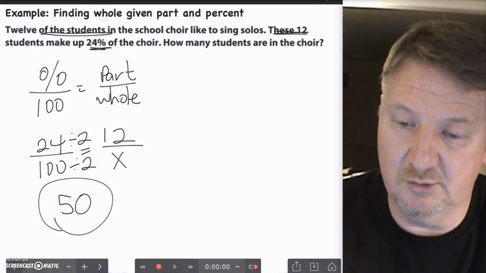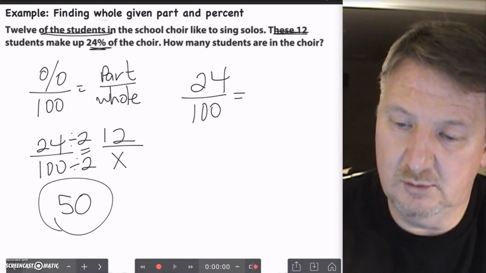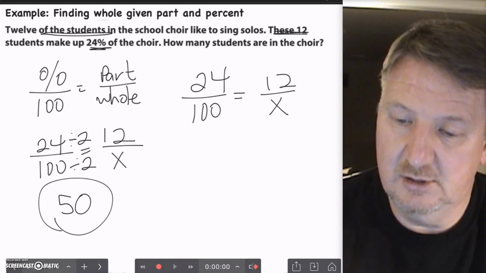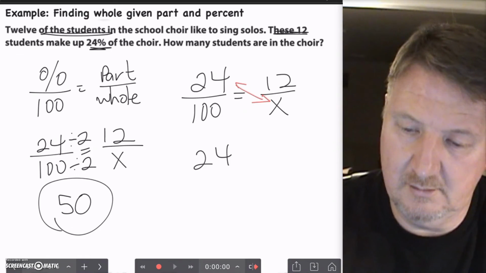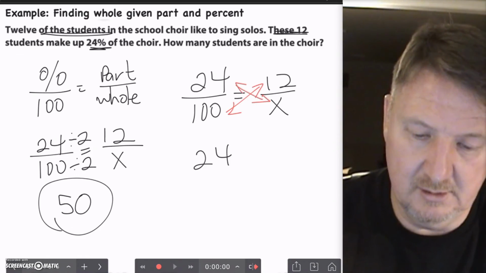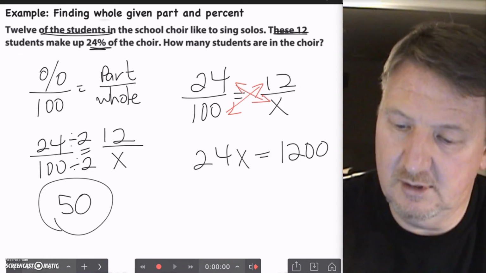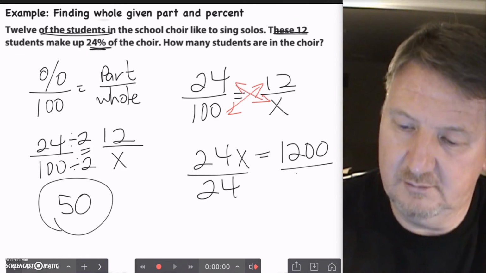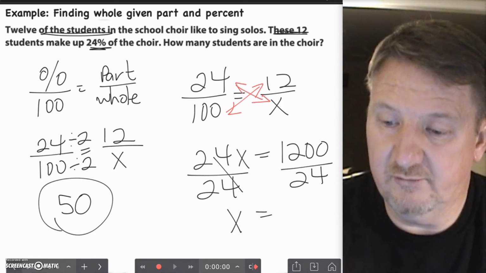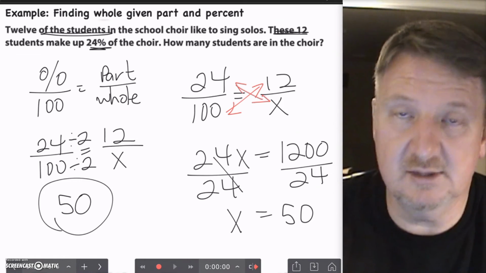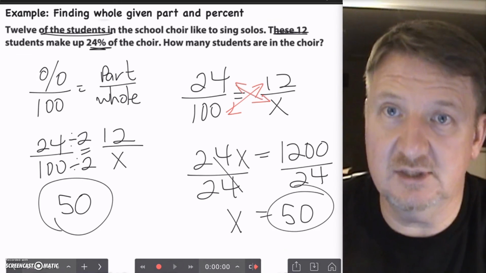All right, let's look at it cross multiplying. 24% over 100 equals 12 over x, 24x, right? Because I cross multiplied here, and I'm cross multiplying here. Okay, 24x equals 1,200. I want to divide by 24. These cancel out. Okay, 1,200 divided by 24, guess what that is? It's 50. Okay, so my answer is going to be the exact same thing. You pick which one you like the best and you use that one.